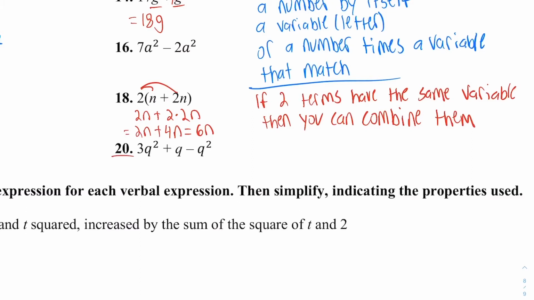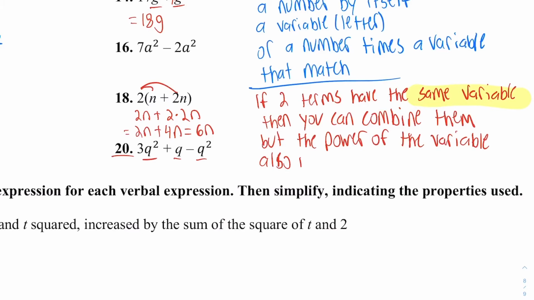And now we'll finally get to one that's different. 3Q squared plus Q minus Q squared. We need them to have the same variable. Here's a Q, here's a Q, here's a Q. But we're going to add something here. The power of the variable also must match.